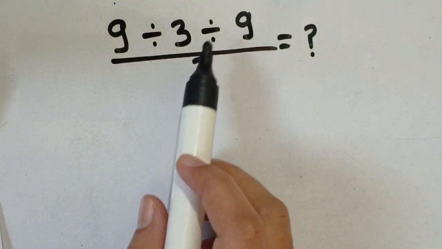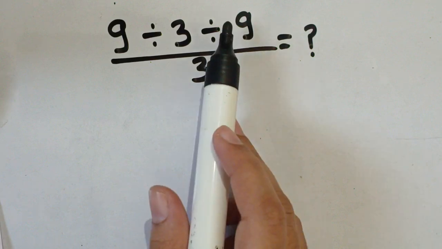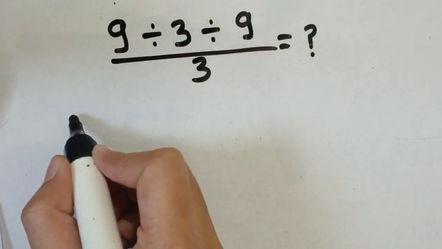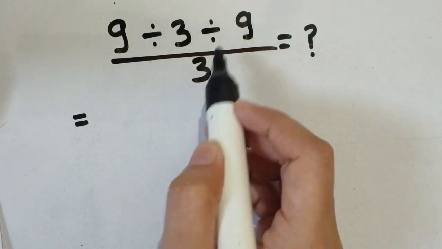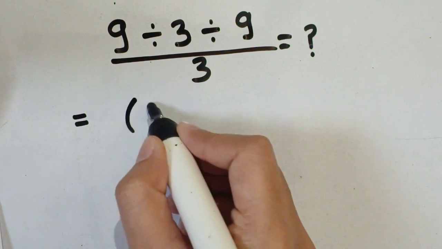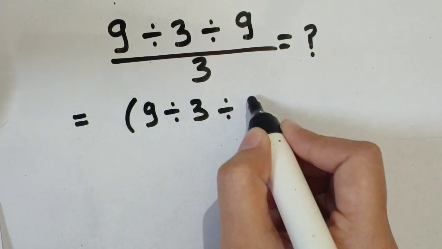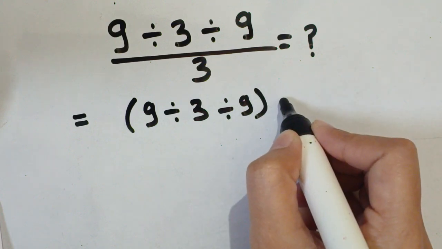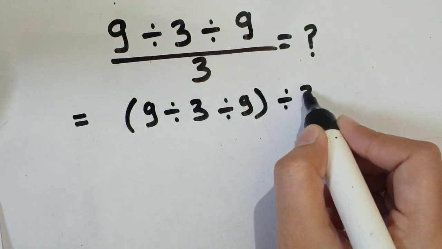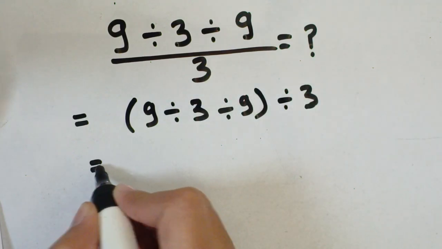So in this video, we have to find the value for this expression. So we can write this expression as 9 divided by 3 divided by 9 divided by 3.